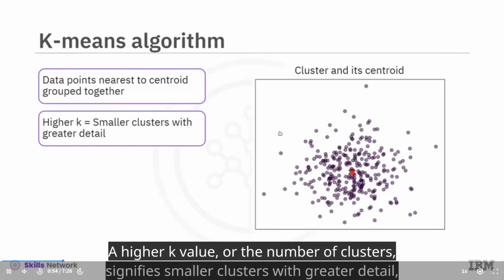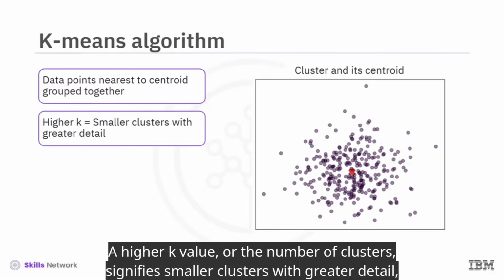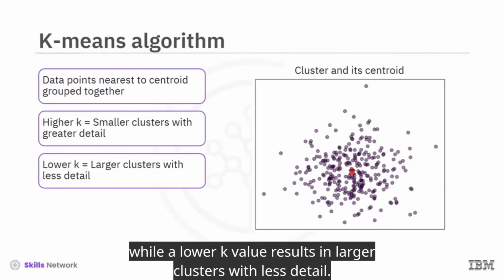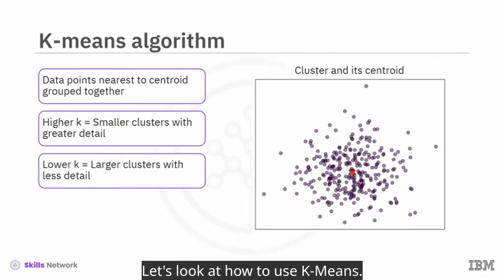Data points nearest to a centroid are grouped within the same category. A higher K value, or the number of clusters, signifies smaller clusters with greater detail, while a lower K value results in larger clusters with less detail. Let's look at how to use K-means.